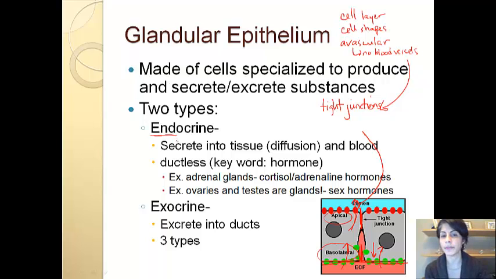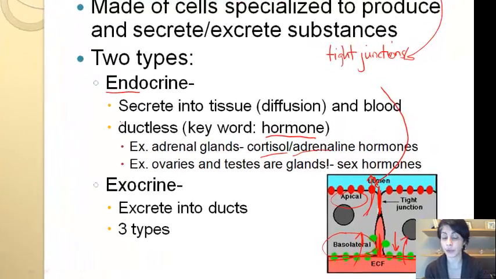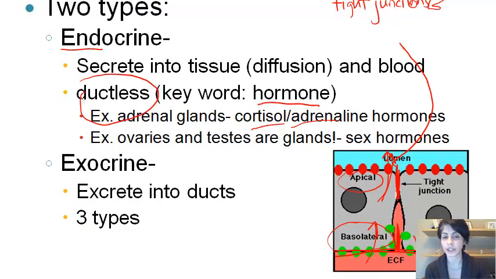There are two types of epithelium that are associated with glands. The first one is endocrine, and the endocrine glands secrete straight into tissue and blood. So here we're talking about hormones, for example, cortisol and adrenaline, and the sex hormones, which are estrogen and testosterone. The one thing you really need to know about these glands is that they're ductless. The ones that secrete into ducts are referred to as exocrine glands, and there are three types.